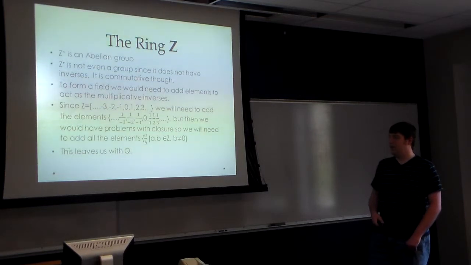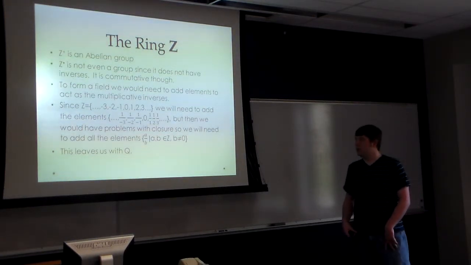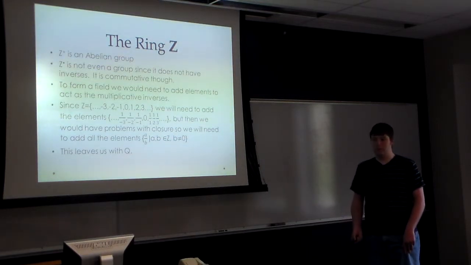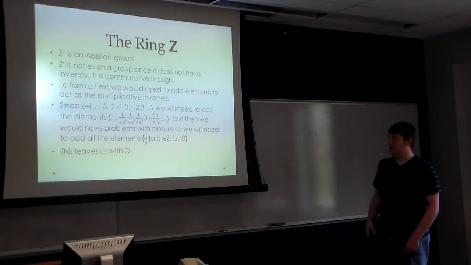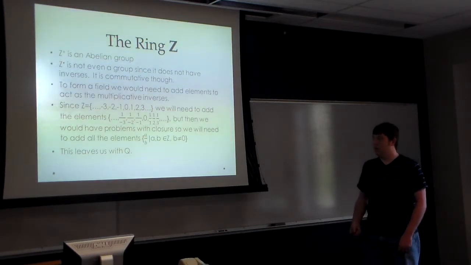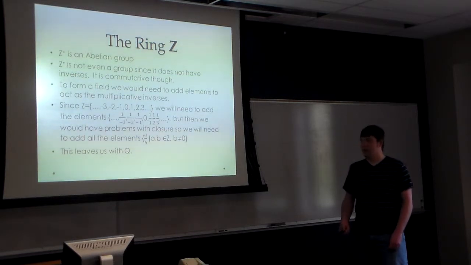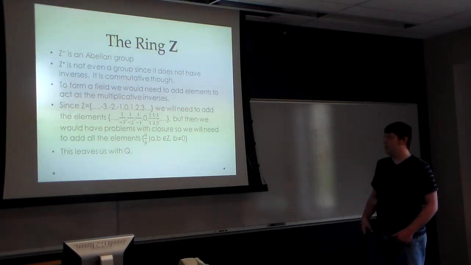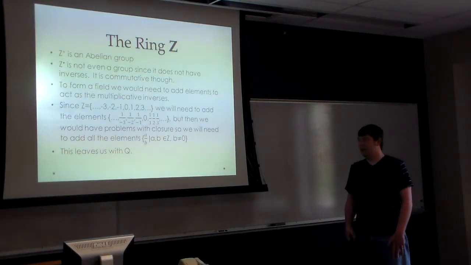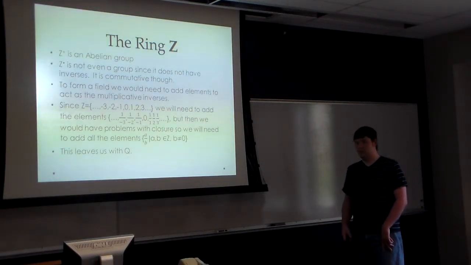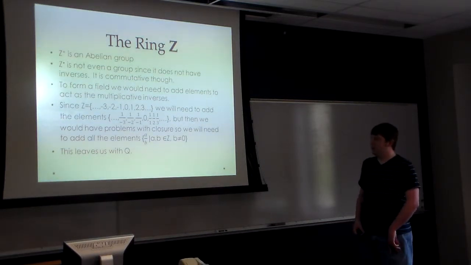We have -3, -2, -1, 0, 1, 2, 3, out to infinity in both directions. So we'll need to add elements to work as the multiplicative inverses, and we have the fractions, 1 over 1/3, 1 over 1/2, 1 over -2, 1 over -3. But then if we just added that, we wouldn't have closure, because we could do something like adding 1/3 and 1/3, that would give us 2/3.